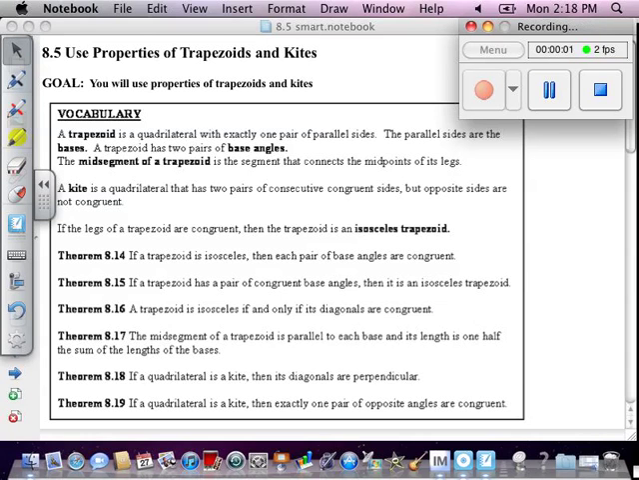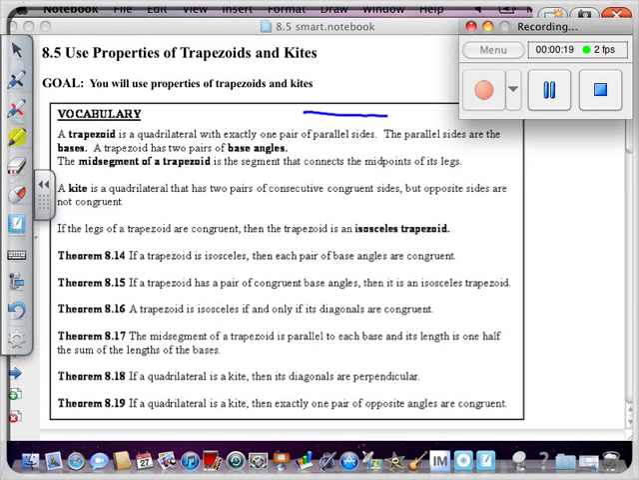All right, ladies and gentlemen, today we're looking at 8.5 properties of trapezoids and kites. Trapezoids and kites are also quadrilaterals, so 4 sides. A trapezoid is a quadrilateral with exactly one pair of parallel sides. So let's draw a picture of it. Trapezoid, one pair of parallel sides.